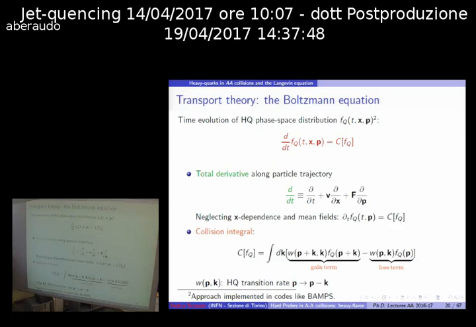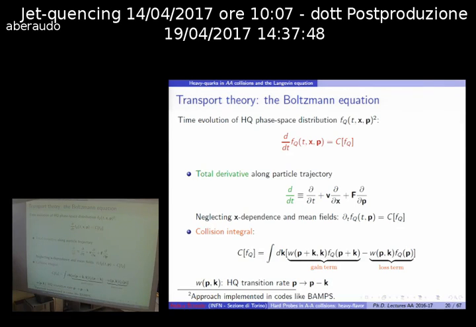the force due to possible mean fields present in the medium. Actually, in the following we will neglect this term, and in order to develop the setup, we will also consider the case of a uniform medium in which these spatial gradients are completely neglected. So the only contribution to the evolution of the phase space distribution is given by collisions, where the collision integral, written explicitly here, is given by this balance between gain and loss processes.